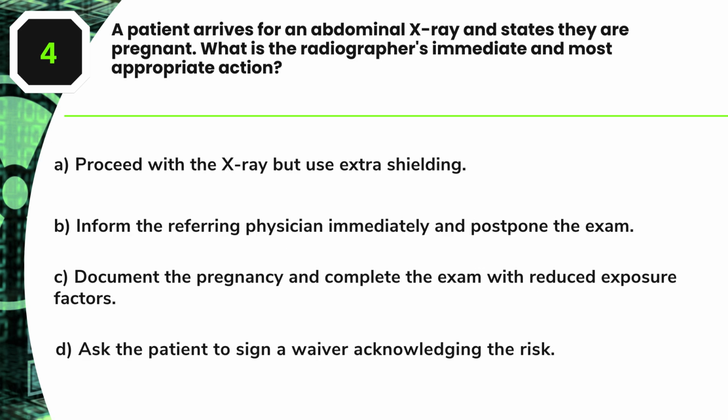Question 4. A patient arrives for an abdominal X-ray and states they are pregnant. What is the radiographer's immediate and most appropriate action? A. Proceed with the X-ray but use extra shielding. B. Inform the referring physician immediately and postpone the exam. C. Document the pregnancy and complete the exam with reduced exposure factors. D. Ask the patient to sign a waiver acknowledging the risk.